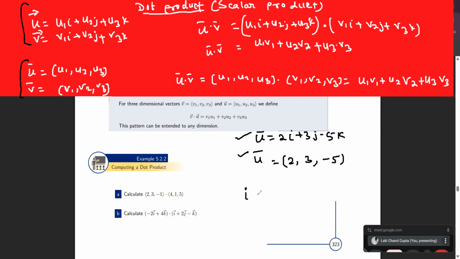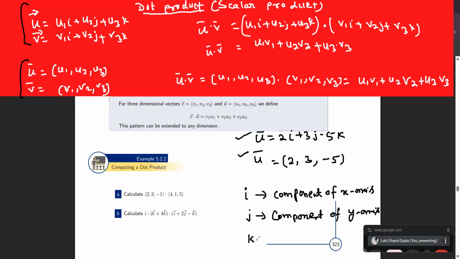i is the component of x. j is the component of y; j represents that y is that unit, the component of the y-axis. Understood? Yeah, thank you. Clear.